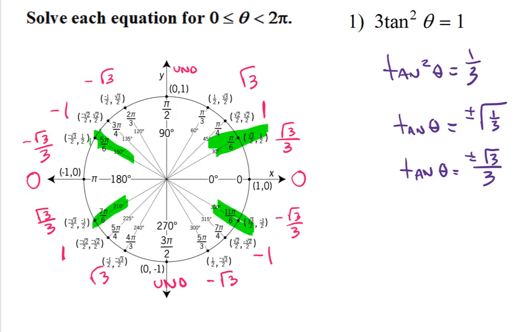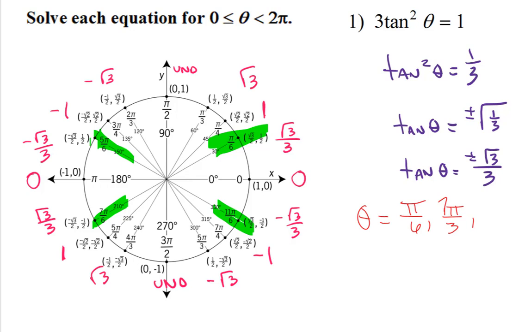And sometimes people like to group them, you know, the 2 positive ones. So you might say theta equals, if I did the 2 positive ones, I'd have pi over 6. And then my other positive one, where the tangent is square root of 3 over 3, is at 7 pi over 6.